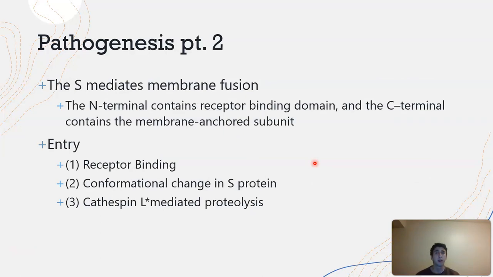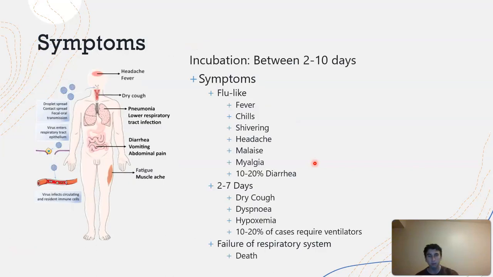And here I talk about the spike proteins of the virus. The N-terminal contains the receptor binding domain, and the C-terminal portion contains a membrane-anchored subunit. The coronavirus enters into your body in 3 stages, the first being receptor binding, the second being conformational change in the S protein, and the third being cathepsin L-mediated proteolysis.